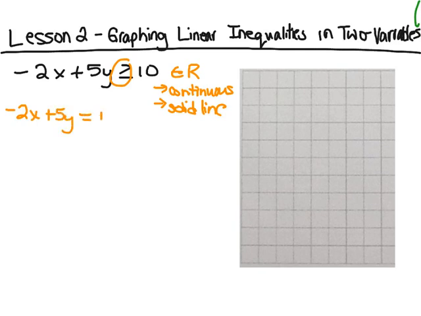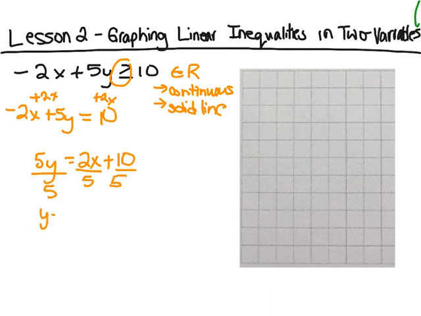Again, I'm going to do y equals mx plus b form. So we're going to add 2x to both sides. So 5y is equal to 2x plus 10. Divide by 5. And y is equal to 2 over 5x plus 2. So our rise would be 2, and our run would be 5, or -2 and -5. Our intercept is at 0, 2.